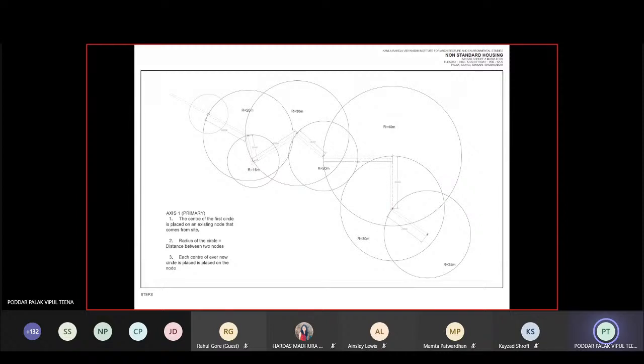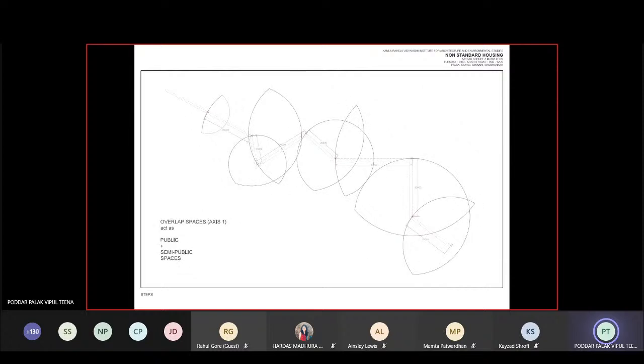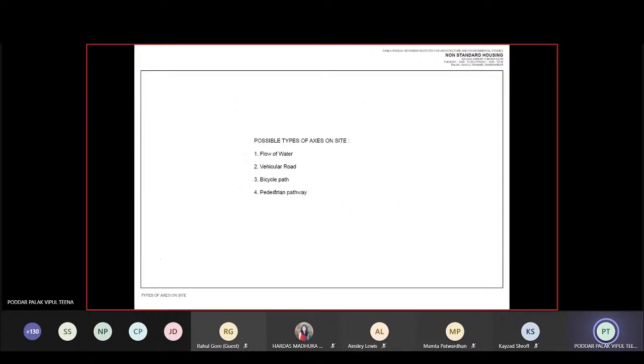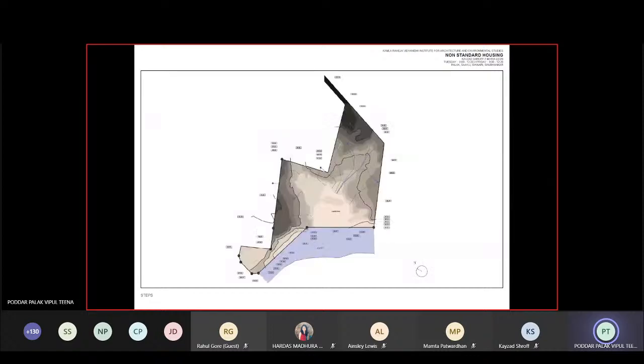And the way it grows is that the radius of the next circle will be equal to the distance between the two nodes. And then each center of the new circle will be placed on the node. So looking into this further, we thought that the overlap spaces can actually act as public or semi-public spaces eventually on site. And then we started thinking about what kind of access can actually happen on site. But these were some possible actions out of which we chose to go ahead with the flow of water.